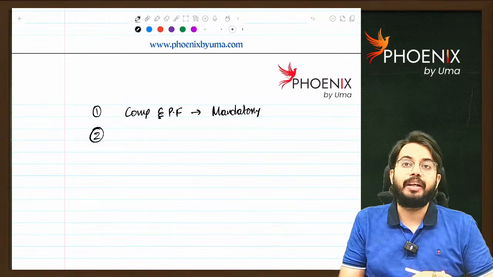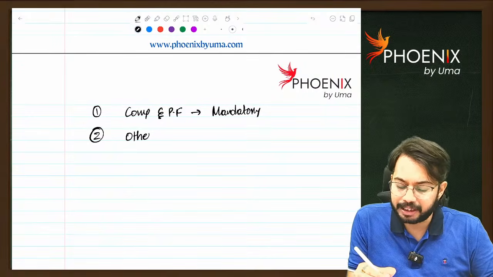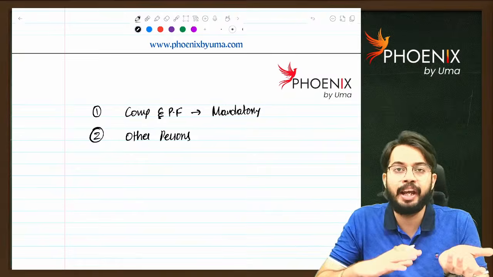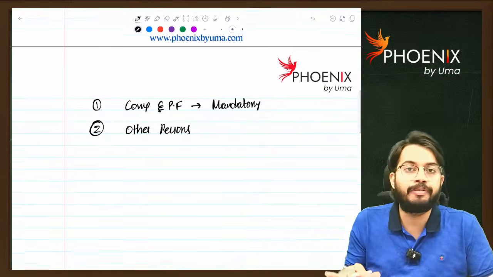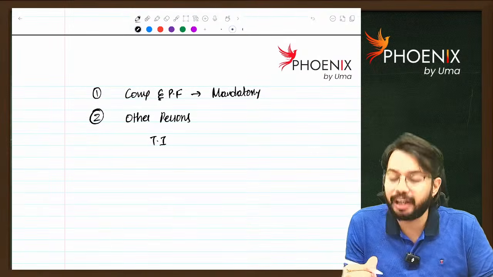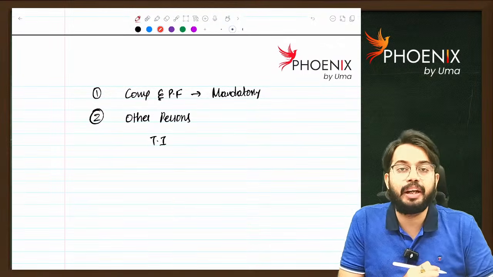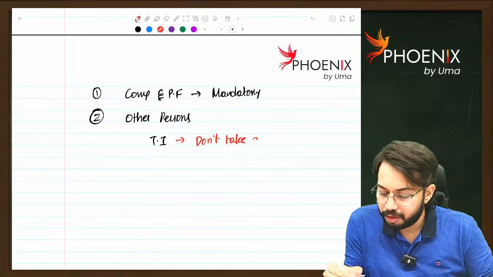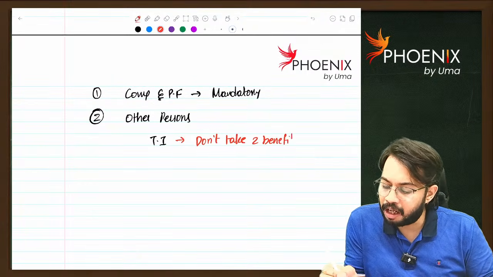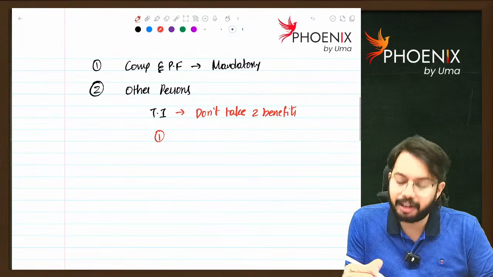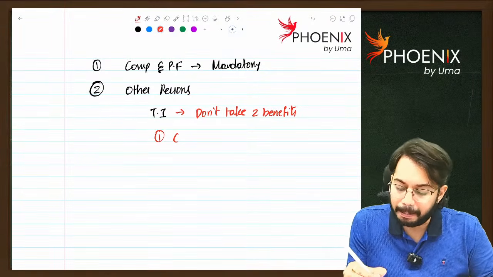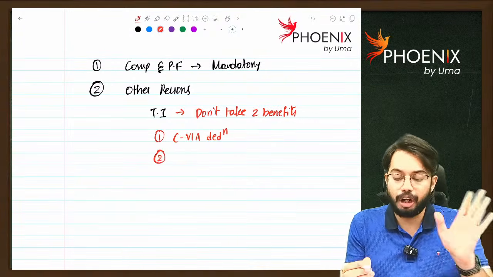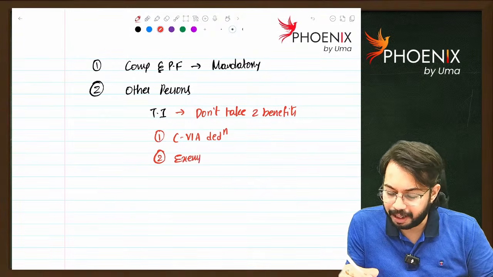Second case, other persons. Who are other persons? Other persons means individual, HUF, AOP, BOI, AJP, local authority. So in case of other persons, you will calculate total income. Now, while you are calculating total income, don't take two benefits. What are the benefits that are not to be taken? First benefit that you should not take is Chapter VI-A deduction. And second benefit that you should not take is exemptions under capital gains.